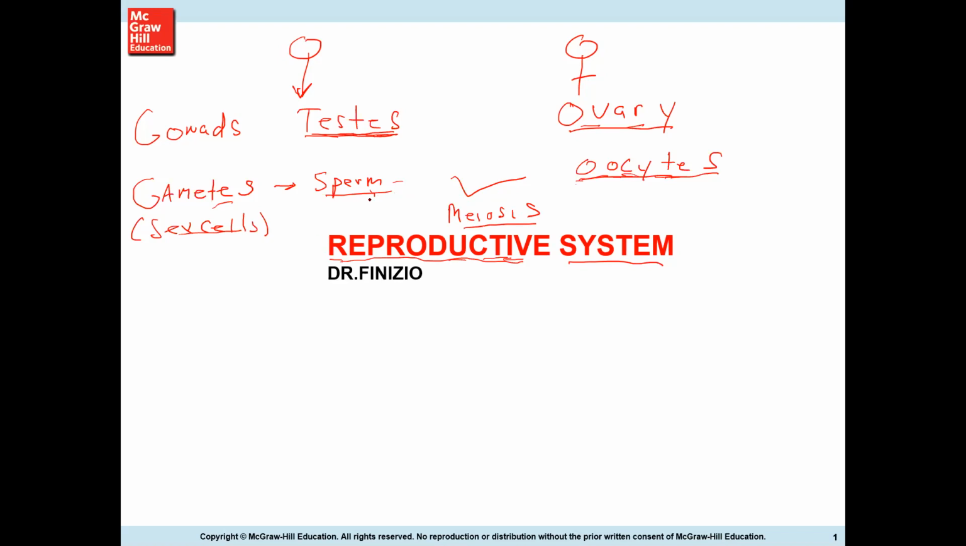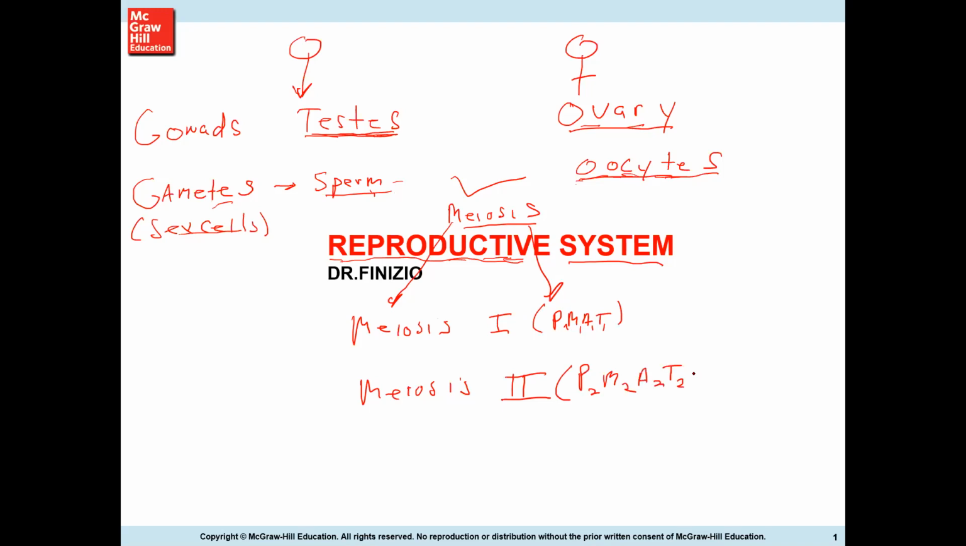So basically, after meiosis, and there's two phases of meiosis, there's meiosis 1 and meiosis 2. And you know, the stages are all PMAT, right? Prophase, metaphase, anaphase, telophase. So that's all one, one, one, one. And then there's PMAT 2. So that's really important.